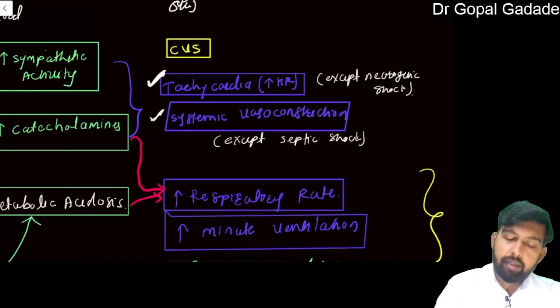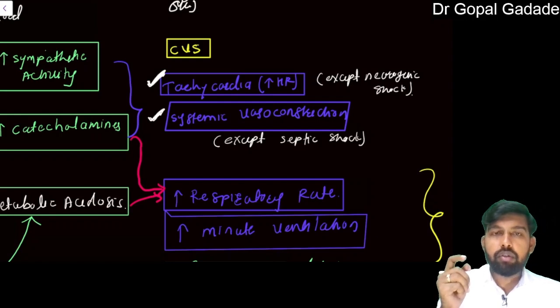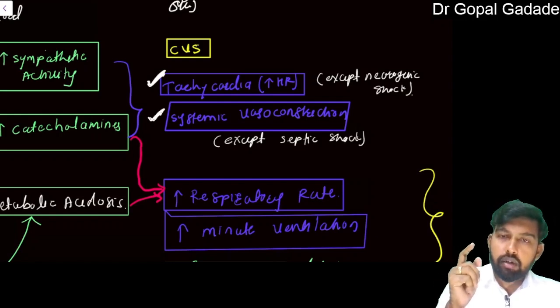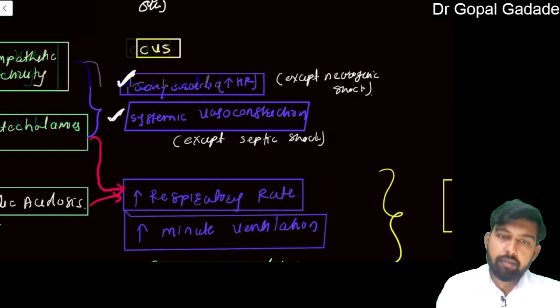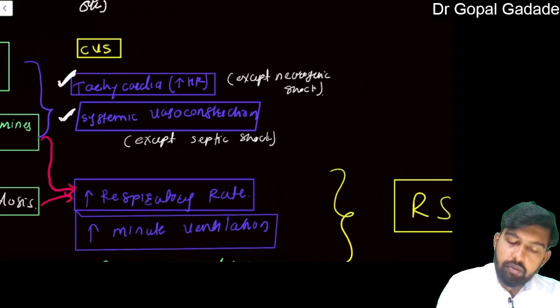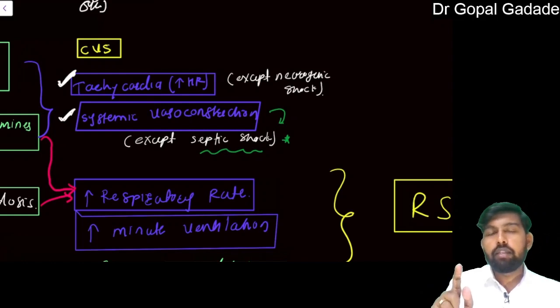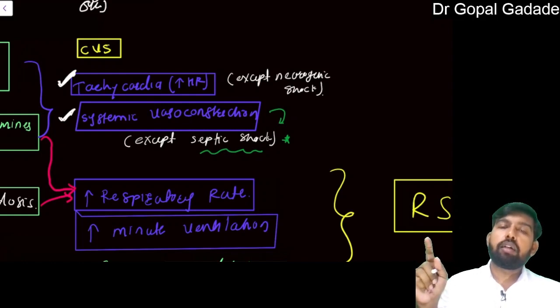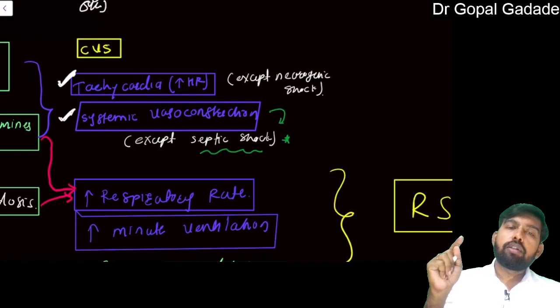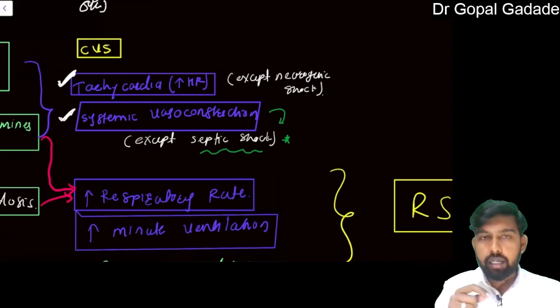It causes tachycardia and an increase in the systemic vascular resistance, that is systemic vasoconstriction. But the exception for the vasoconstriction is septic shock. The basic pathophysiology in septic shock is that there is a systemic vasodilatation and pooling of the blood in the vascular system. So systemic vasoconstriction does not occur in septic shock; rather, systemic vasodilation leads to the formation of the septic shock.